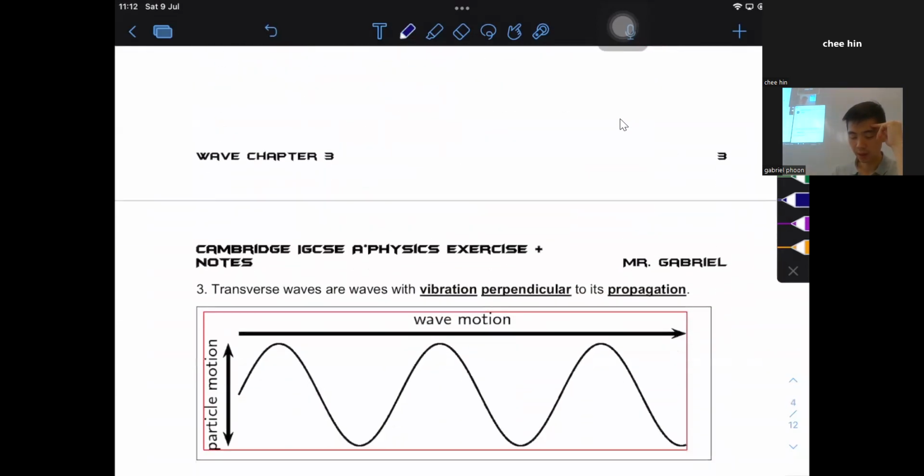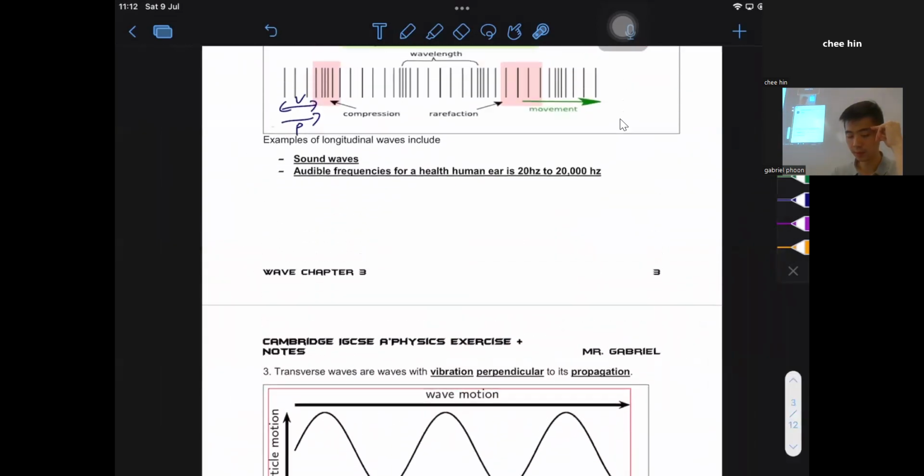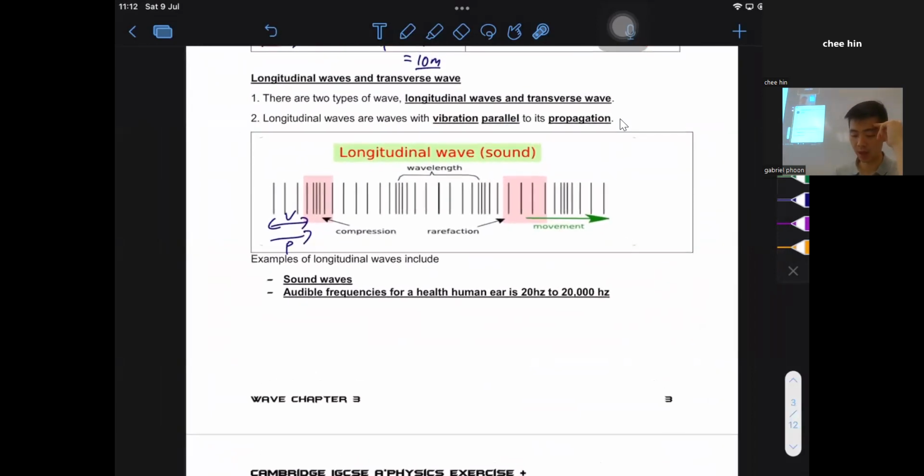Okay, then the definition of a transverse wave, guys, look at this: a transverse wave has vibration perpendicular to its propagation. Vibration perpendicular to the propagation of the wave. Okay. Now, examples of longitudinal wave, like I mentioned last week, guys, are sound waves and ultrasound. You can even add on this ultrasound, which is an example of a longitudinal wave.